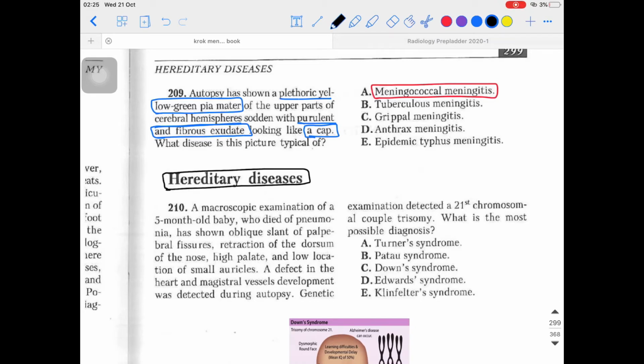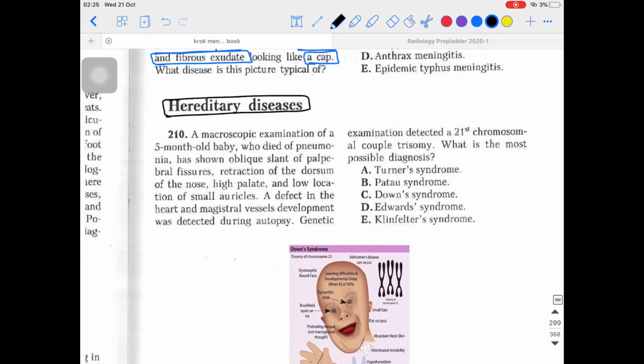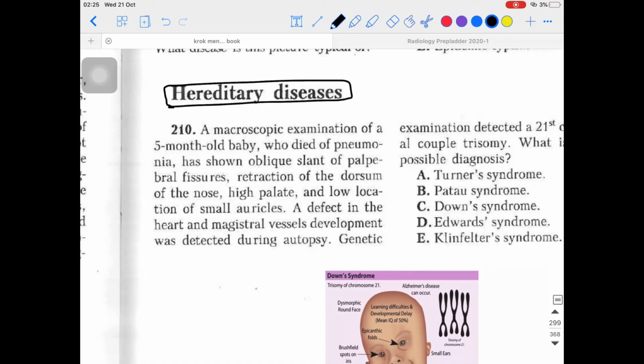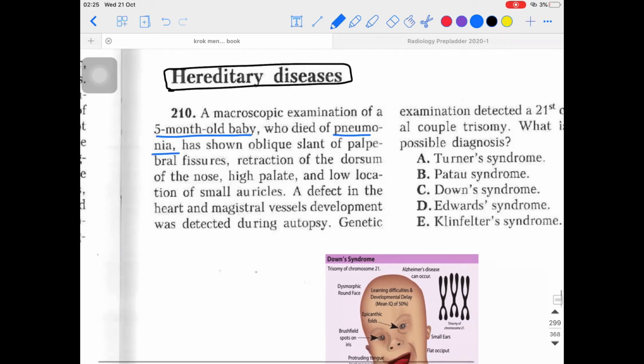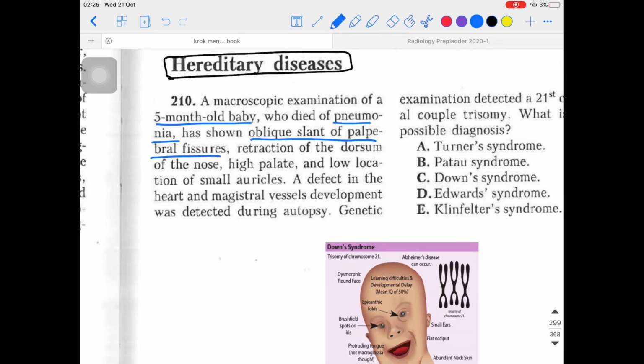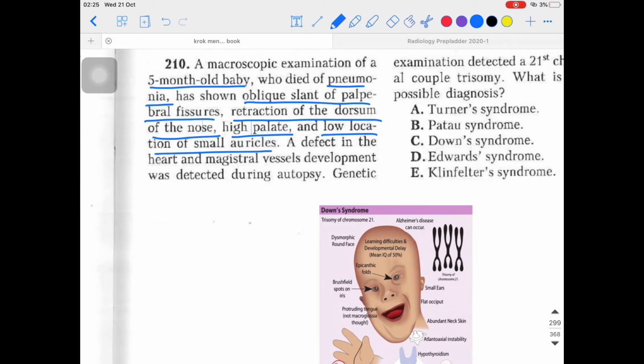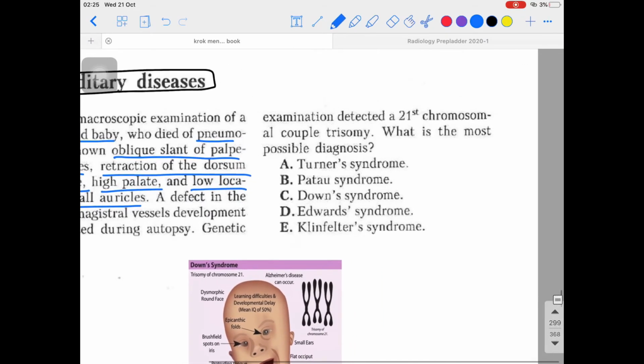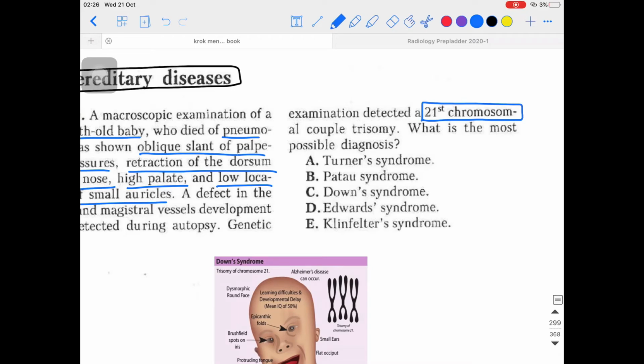Hereditary diseases. This you talk about in your genetics chapters and biology mainly, and you know this from your 10th and 12th classes. A macroscopic examination of a 5-month-old baby who died of pneumonia has shown oblique slant of palpebral fissures, retraction of the dorsum of the nose, high palate, low location of the small auricles, a defect in the heart and the great vessels development, detected at autopsy. So a lot of hints are given over here. Genetic examination: the biggest hint is the trisomy of the 21st chromosome, that is Down syndrome. Yes, this one I think everybody knows. So it's Down syndrome, a trisomy of the 21st chromosome.